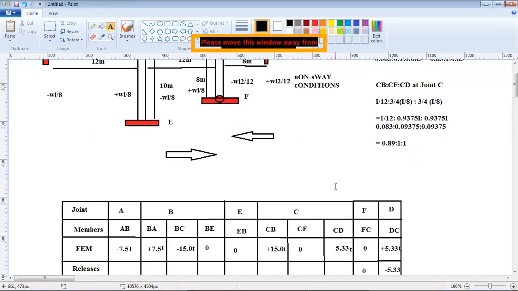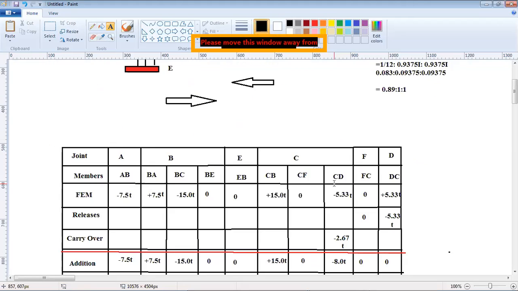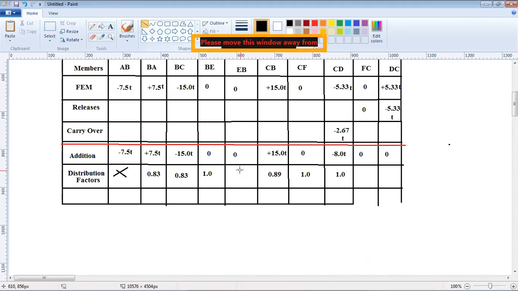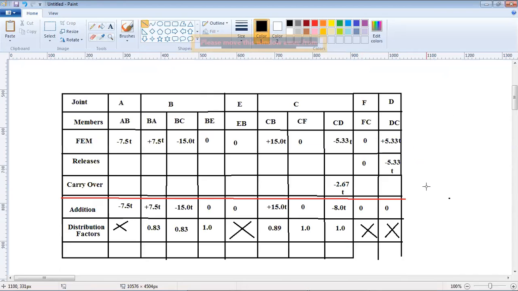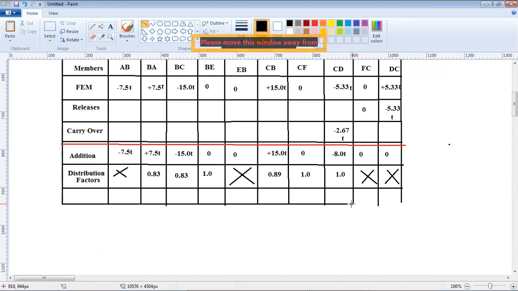Now at joint E there is only one member, so you do not need to determine the distribution factor here. Then at joints F and D, similarly, you have only one member connected, so no distribution factor is needed at F and D. Thereby, now we have the distribution factors. What do I do? This I'll put in another color, so that you do not add this up while you are adding. This is not to be added.